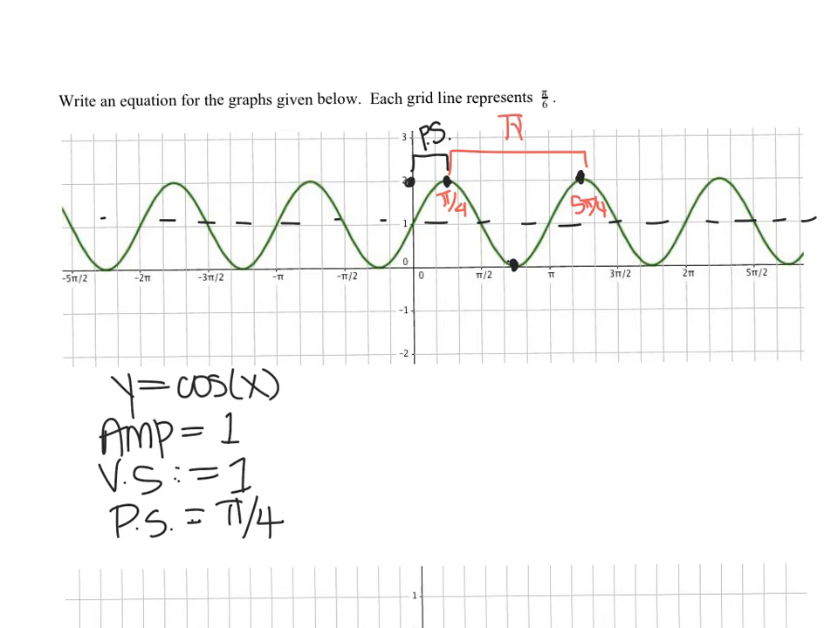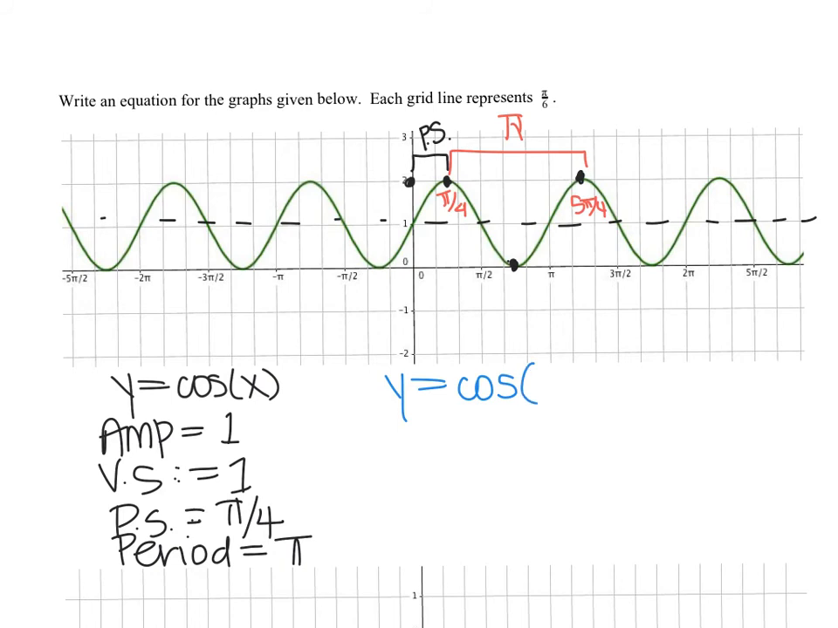So that tells us that our period is pi. Now we have all of our information to write the equation for our graph. The fact that the amplitude is 1 and I don't have a reflection tells me my graph is going to start as y equals cosine. Now I have to figure out what's in the parentheses.